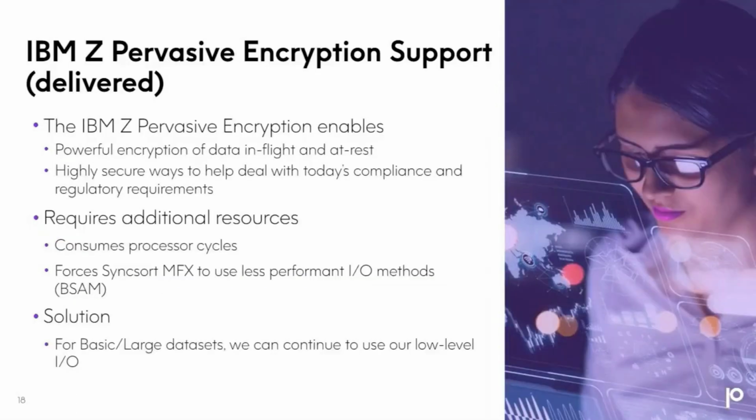I also wanted to mention our IBM Z pervasive encryption support. We delivered the ability, well, let me start first to explain what it is. IBM Z pervasive encryption enables powerful encryption of data in flight and at rest, and provides highly secure ways to help deal with today's compliance and regulatory requirements. Unfortunately, even though we love pervasive encryption, no one really likes the additional resource consumption it takes to implement that. The challenge to implementation is that it consumes processor cycles, so it does not come without penalty.